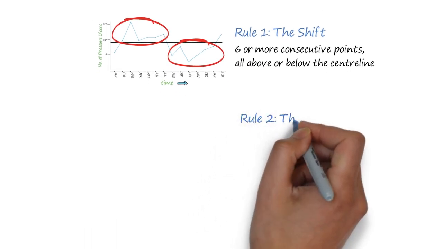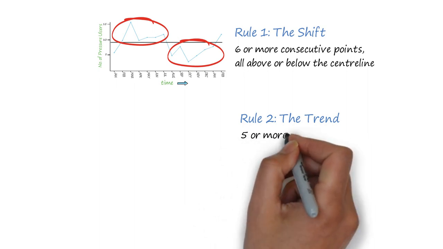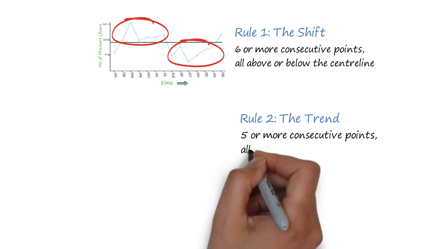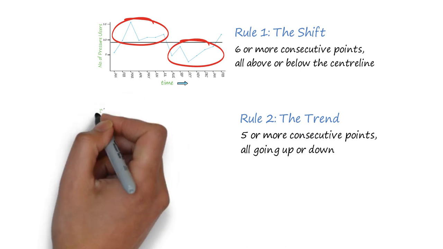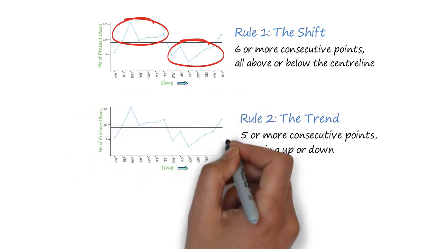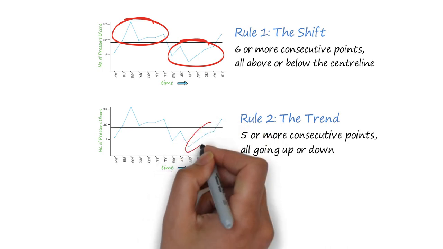Rule two is the trend. For this rule, we're looking for five or more consecutive data points, all going up or down. Again, using the example run chart from earlier, you can see that there is a trend in this data towards the end of the data set, where there are 5 points in a row continually going up.